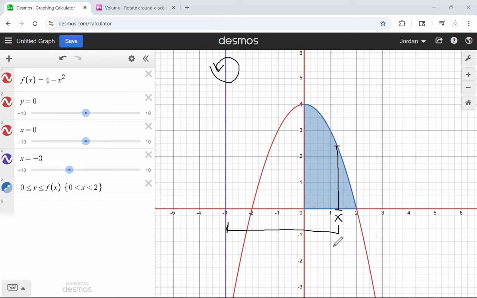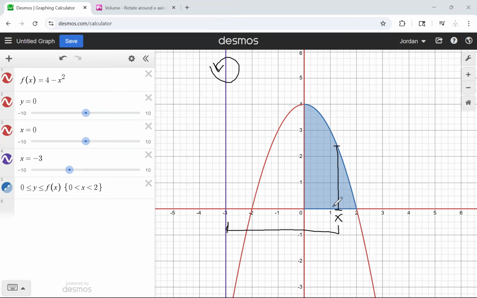And that's all the information that I need to set up my shell method. We have the height of the cylinder. Notice that the height is actually the exact same as in the previous case, because we're going to use the same rectangles. Also notice that the region goes from 0 to 2, just like in the last case. So we're going to use the same bounds.